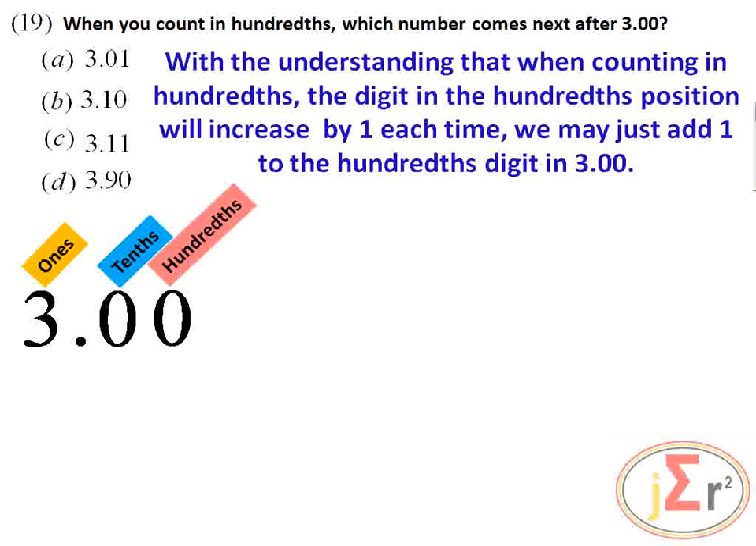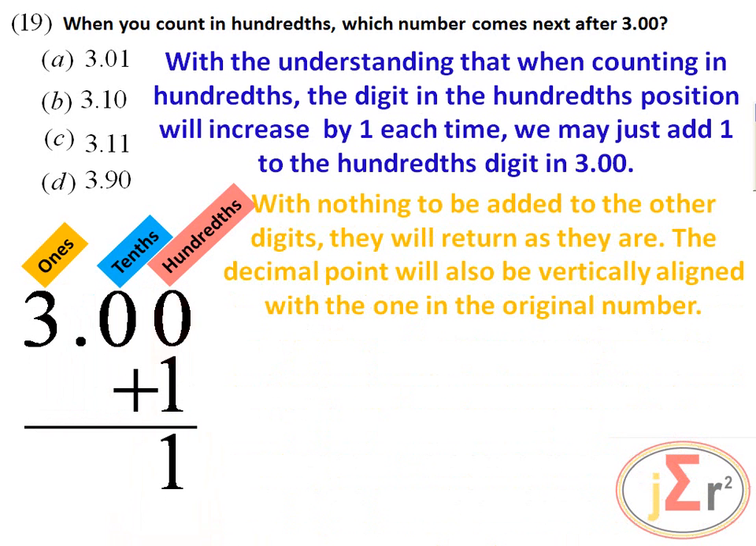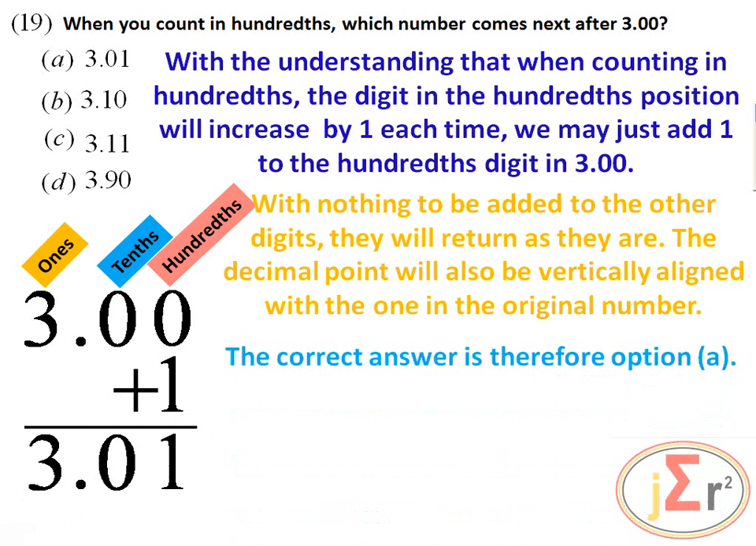With the understanding that when counting in hundredths, the digit in the hundredths position will increase by 1 each time, we may just add 1 to the hundredths digit in 3. So that is 3, the number in the statement of the problem. We may just add 1 to the hundredths digit. And what do we know? 0 plus 1 is equal to 1. With nothing to be added to the other digits, they will return as they are. The decimal point will also be vertically aligned with the 1 in the original number. So there we have it. The correct answer is therefore option A.